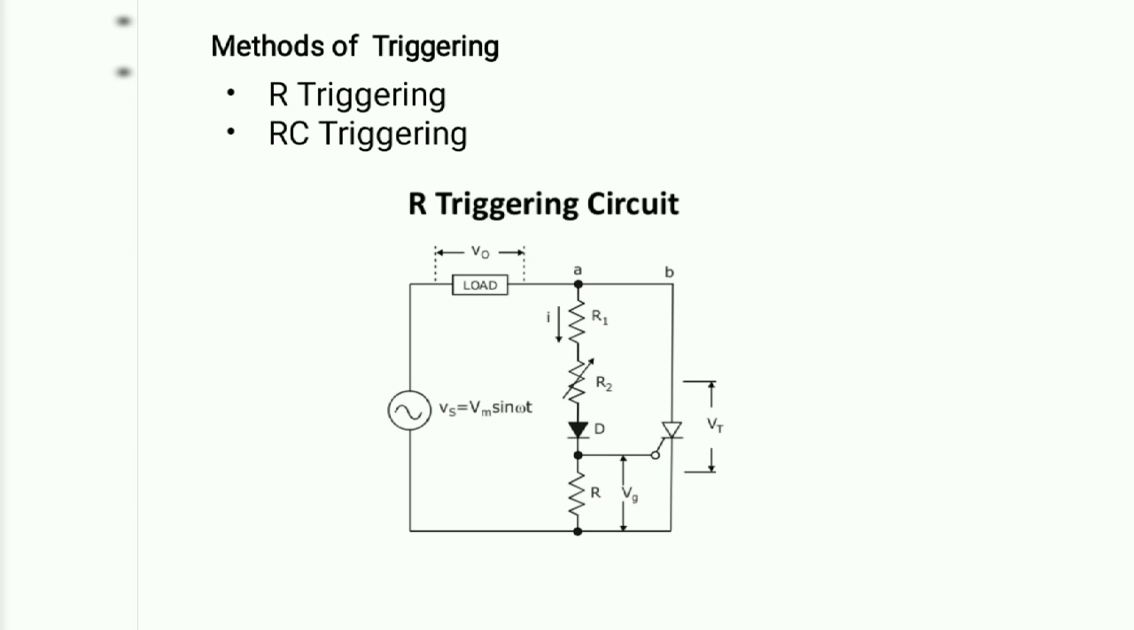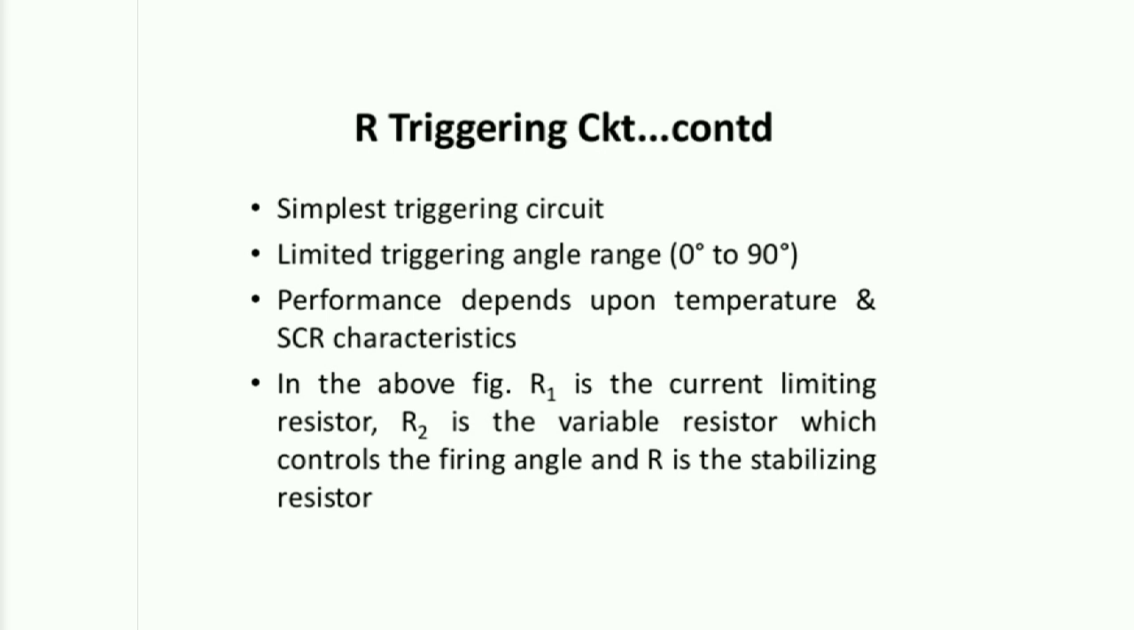For a particular gate voltage the SCR will trigger. R2 is a variable resistance, and R1 ensures the minimum gate voltage or minimum gate current is provided to trigger the SCR. This is the simplest triggering circuit. It has a limited triggering angle range, 0 to 90 degrees. Its performance depends on the temperature and the SCR characteristics, that is, when the SCR will trigger and when it will not.